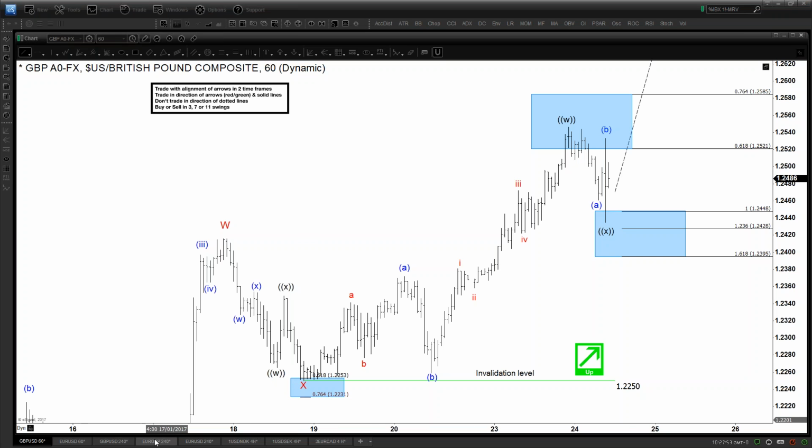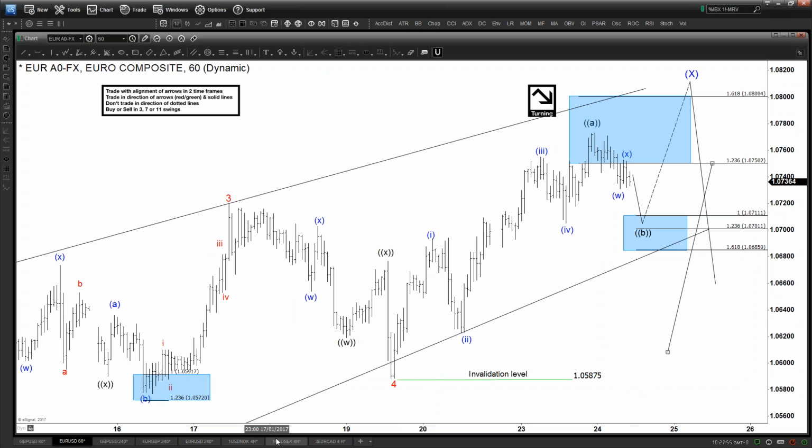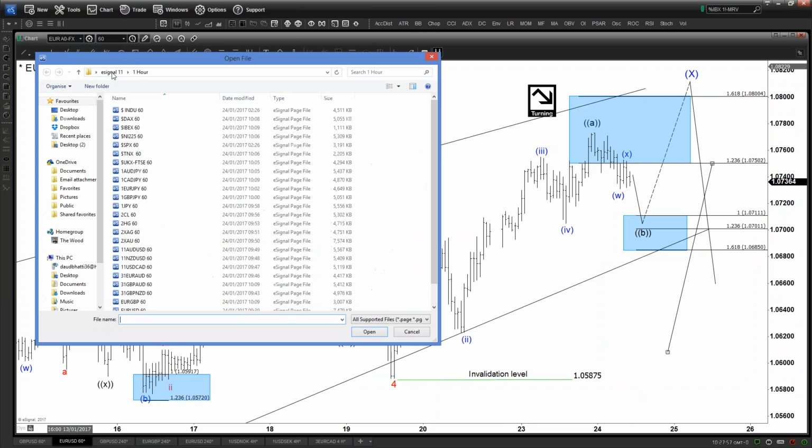All right, so that's what we talked about the euro as well. Let's take a quick look at the dollar index.